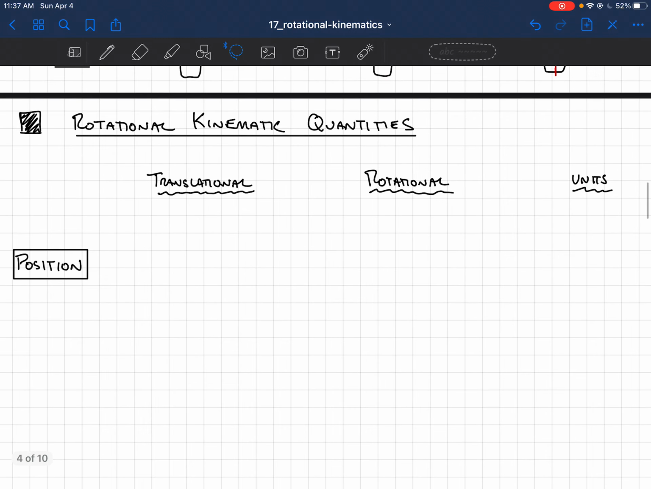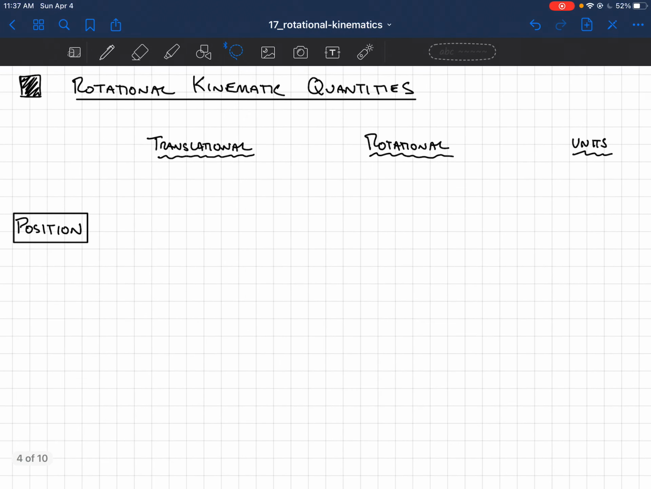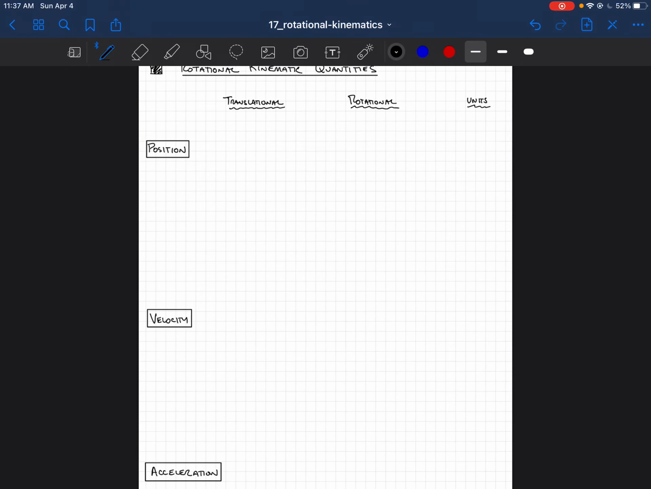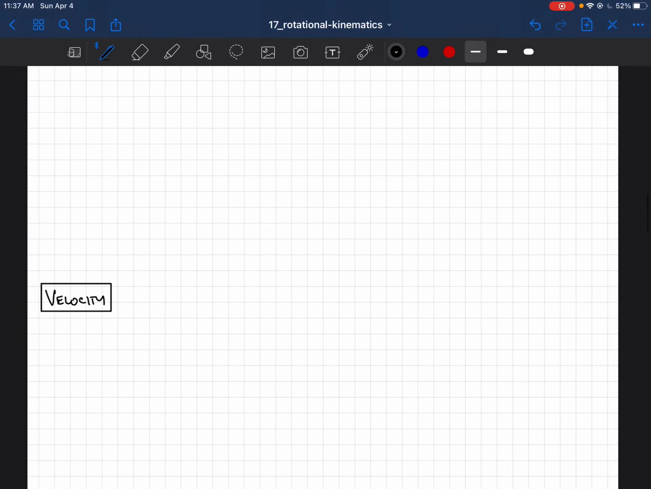Okay, so let's talk about rotation. We're going to define the rotational kinematic quantities in analogy to the translational quantities. So I've already written down what their names are effectively. They are the position, the velocity, and the acceleration. But they're going to be the rotational position, the rotational velocity, and the rotational acceleration.